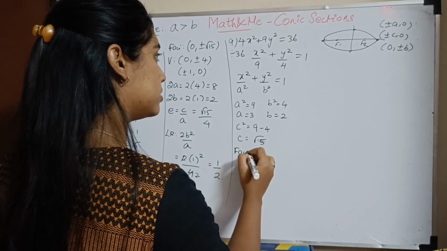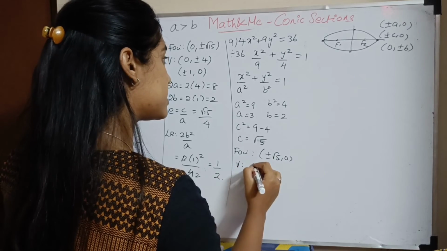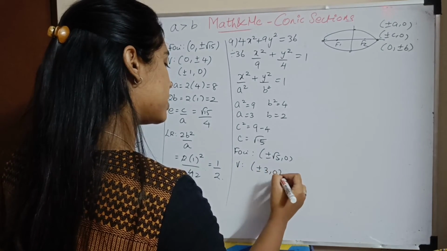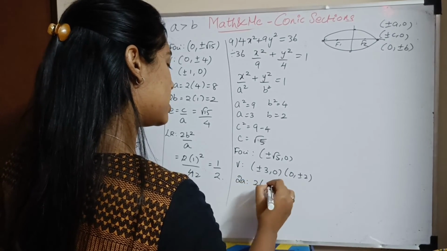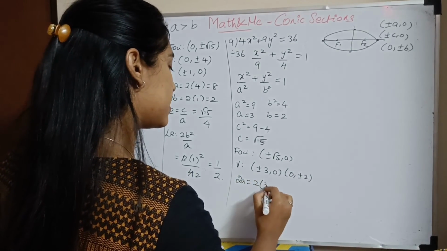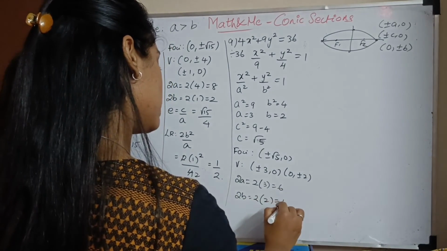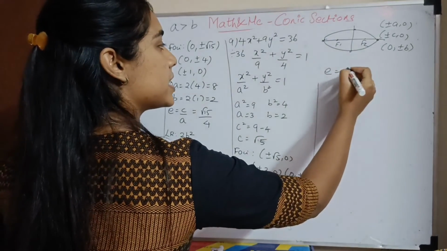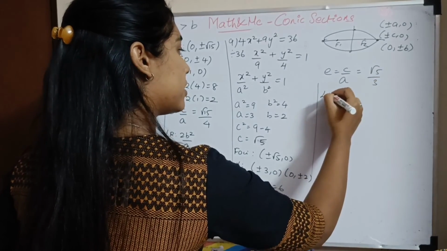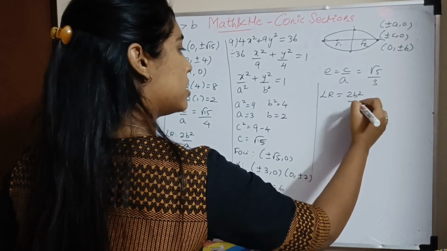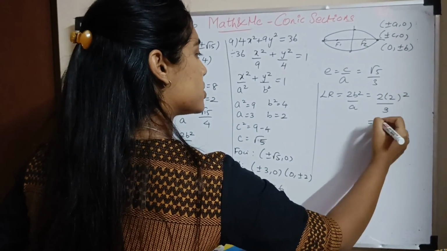So what are the foci? This: plus or minus root 5, 0. Vertices plus or minus 3, 0 and 0, plus or minus 2. Length of the major axis is 2 times 3, which is 6. Length of the minor axis is 2b, which is 2 times 2, 4. Eccentricity is c by a, which is root 5 divided by 3. Length of the latus rectum is 2b square divided by a, which is 2 times 2 square divided by 3, which is 8 by 3.